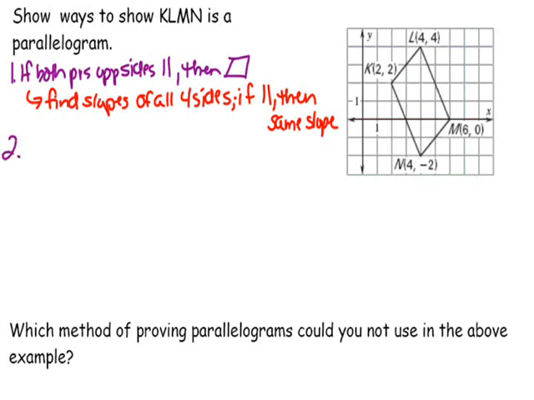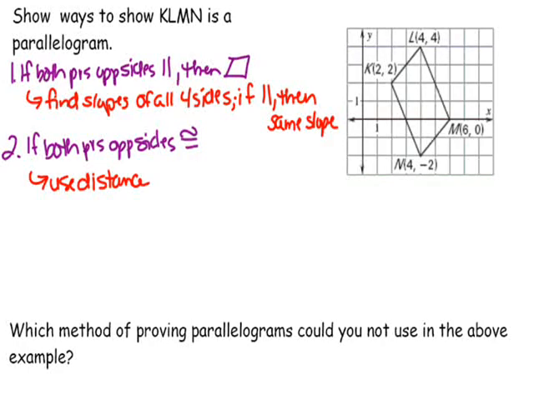All right, what would a good second method be? Well, if both pairs of opposite sides were congruent. And how would I do that? We would need to use distance formula to find the length of all four sides. All right, then parallelogram.